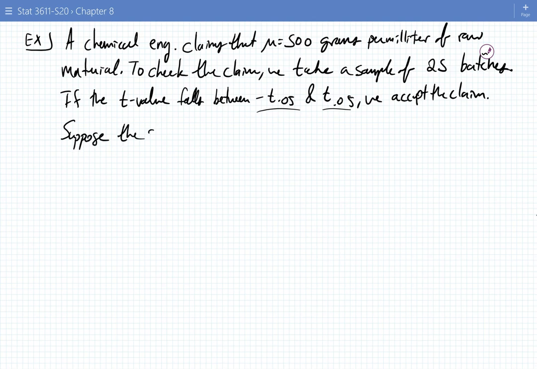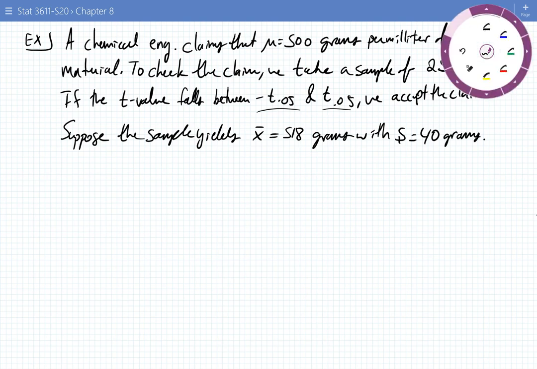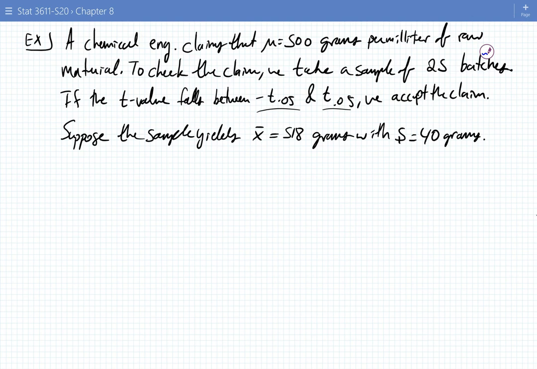Suppose the sample yields a sample average of x bar equals 518 grams with a sample standard deviation of 40. What do we think? Do we think the mean is actually 500 here?